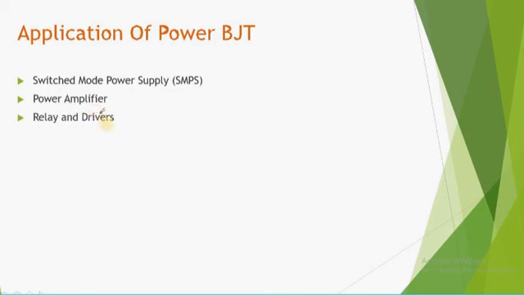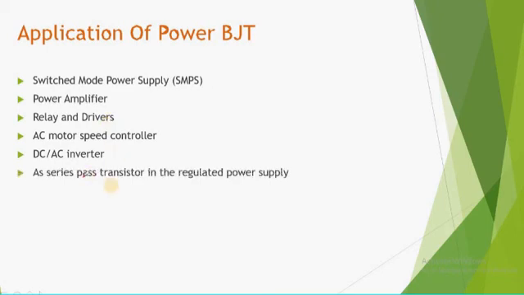Next we will see the applications of power BJT. It is used in SMPS, that is switched mode power supply, then as an amplifier in power amplifier. Next, relays and drivers, then to control the speed of AC motor, then DC to AC inverter, as series pass transistor in the regulated power supply, audio amplifier, power control circuit. These are the main applications of power BJT.